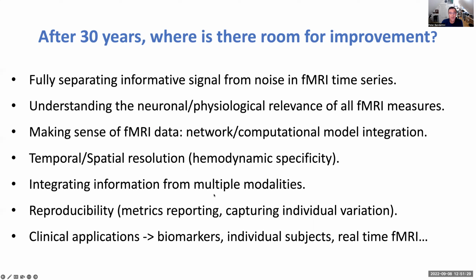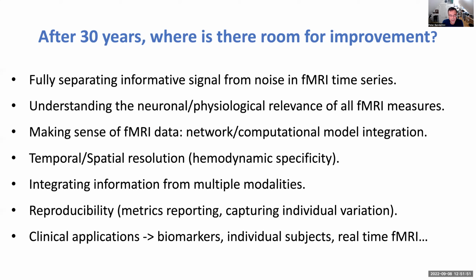Integrating information from multiple modalities. Certainly simultaneous EEG is extremely complementary to fMRI data. But it doesn't necessarily even have to be obtained simultaneously. You can get MEG data, you can get PET data, all could tie in to better understanding the fMRI signal.